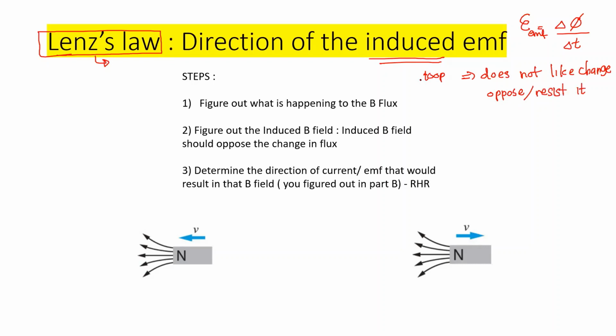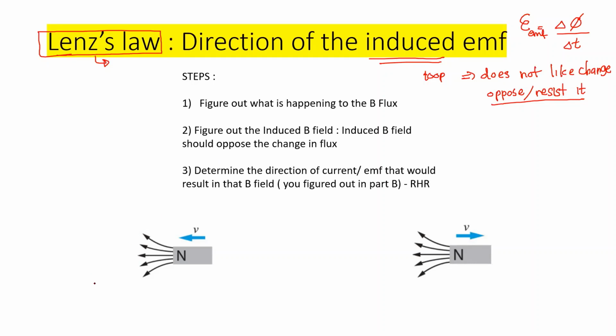So that is the basis of your Lenz's law. So you will figure out the direction by thinking along this. If there was a change, the EMF which will be induced will oppose or resist the change. It will try to make the system back to normal. Okay, so we are going to have that in mind when we are trying to figure out the direction. So your first step is you are going to figure out what's happening to your magnetic flux.